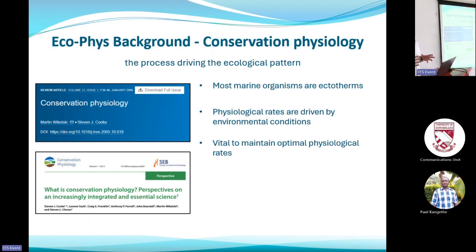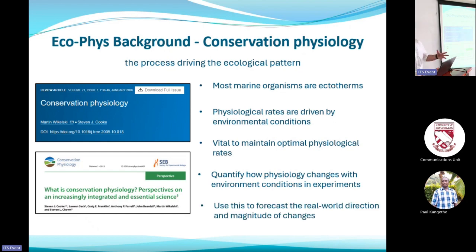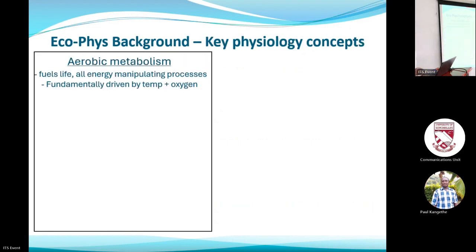So they'll always seek environments where their physiologies are optimized. So if you take an organism in a lab and you quantify how its physiology changes with environmental conditions, you can use this as a gauge to forecast the direction and magnitude of likely climate change effects on a species. So that was the promise of conservation physiology.